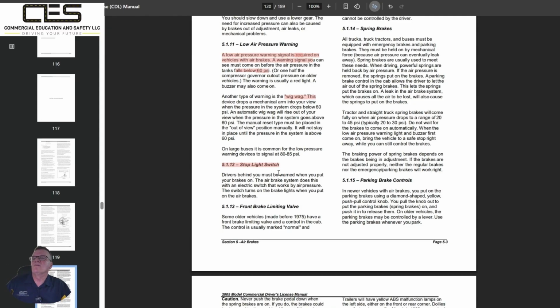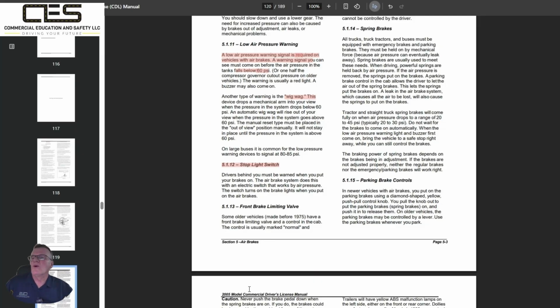So drivers behind you must be warned when you put on your brakes. The air system does this with an electric switch that works by air pressure. The switch turns on the brake lights when you put on the brakes. So don't get confused. You will get a question about the stoplight switch and it'll confuse you. Don't let it confuse you. It's just exactly what it is. When I put my brakes on, the brake lights on my trailer or my tractor or my bus or whatever I'm driving come on. Brake lights come on. That's that simple.